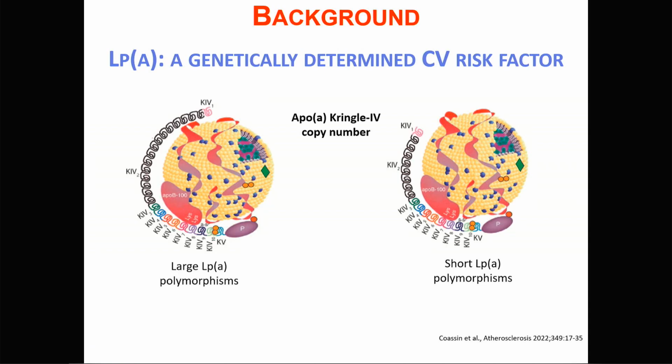Another important point regarding lipoprotein(a) is that there are different polymorphic sizes of this lipoprotein, which is characterized by the number of apo(a) Kringle-4 copy number. So you can have a large polymorphism with a long apo(a), and a short polymorphism with a shorter apo(a). Interestingly, some studies show that the small lipoprotein polymorphisms are associated with a worsened atherogenic profile.